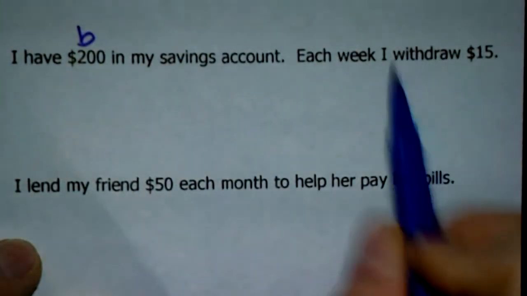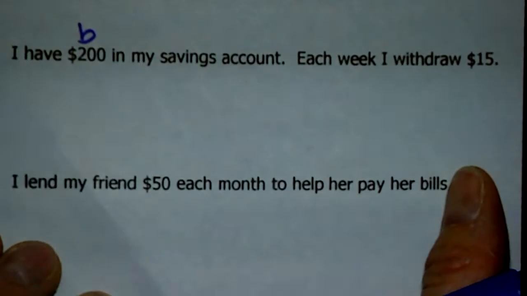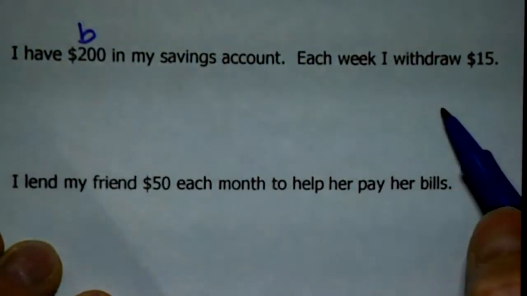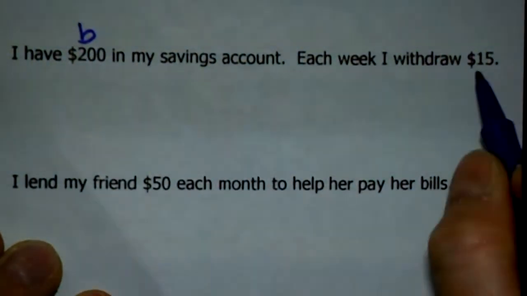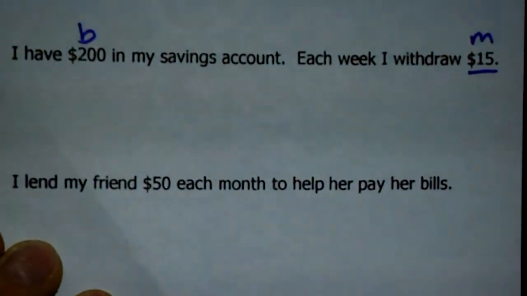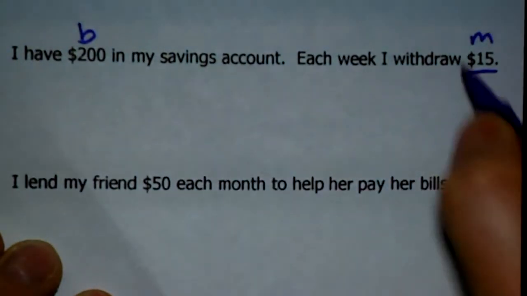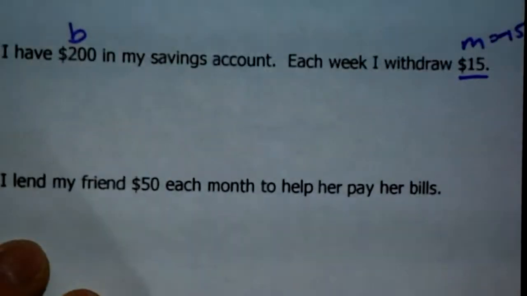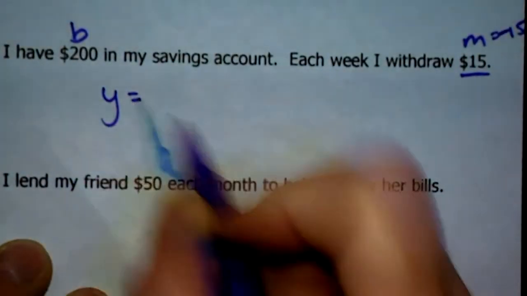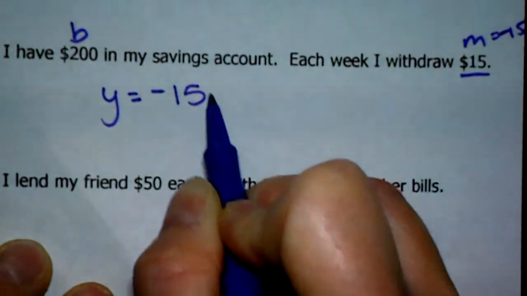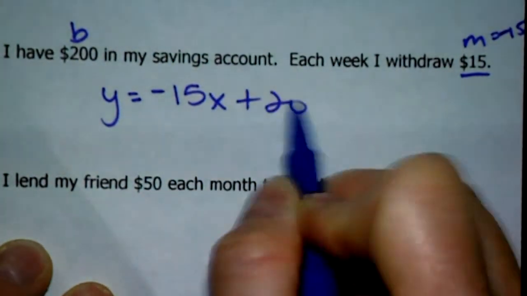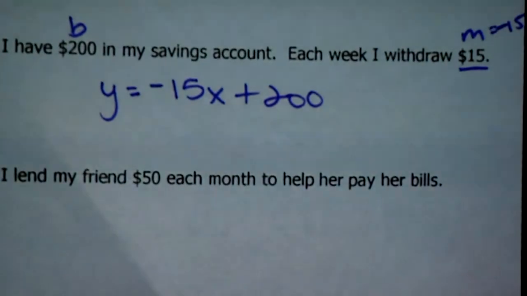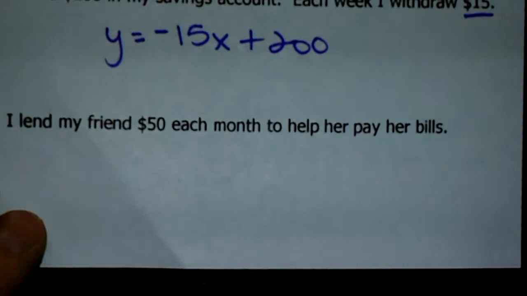Every single week, I'm taking 15 out because withdraw means take money away. So this 15 is happening over and over again. But if I'm taking the money out, think about what kind of 15 that is. If you're taking away, it means it's a negative 15. So I'm going to write m equals negative 15 because that's what a withdrawal means. And now in my equation, I would say y equals the amount I'm taking out, negative 15, times the number of weeks, plus the 200 we start with. So it is possible to have a negative slope. We just did that in the previous page. It's okay.